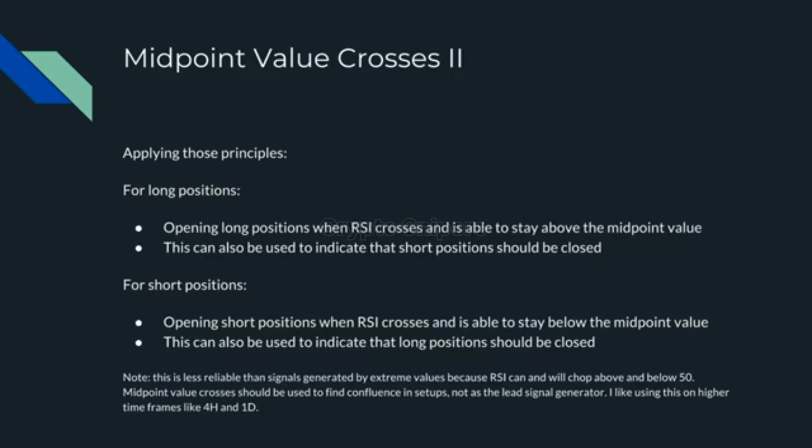The only note I'll make is, with the midpoint value stuff, if you use timeframes that are too low, everything will kind of look like consolidation, because it'll just be chopping the 50 level up and down, and won't give you too much useful data. So for this use case specifically, I recommend the 4-hour and daily timeframes to get a macro perspective on what RSI is doing.